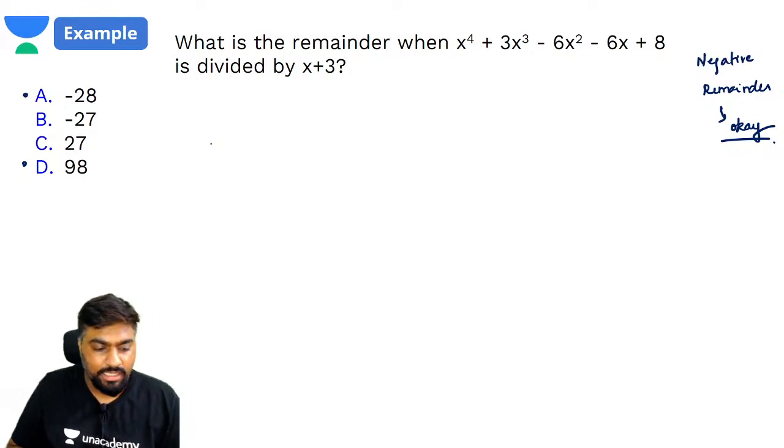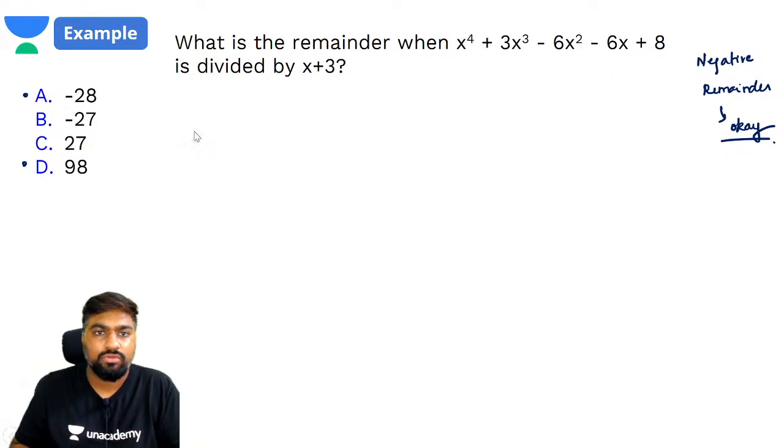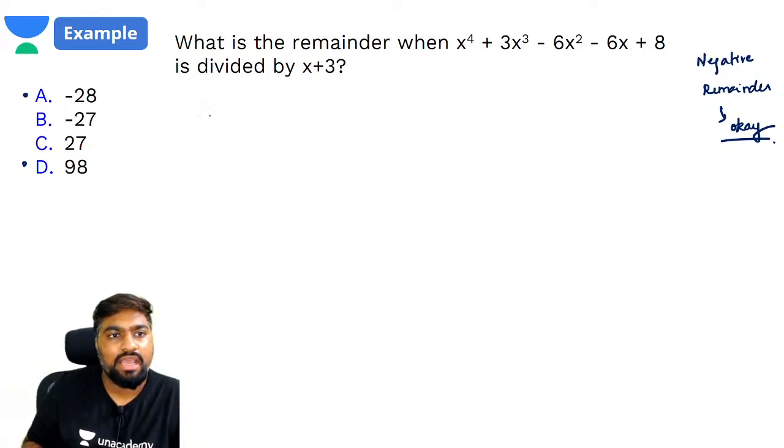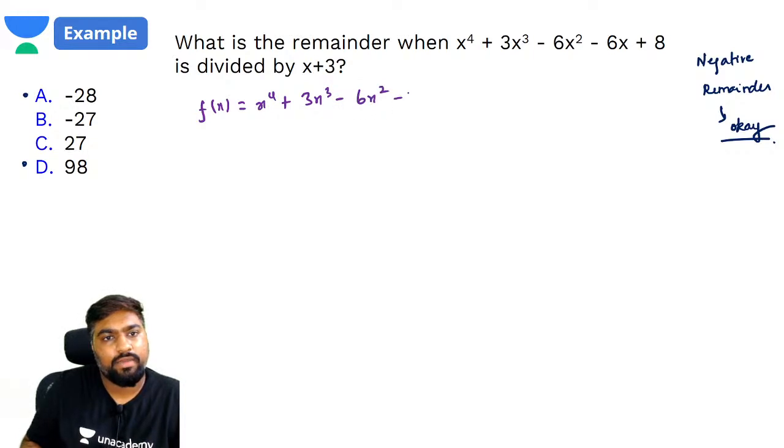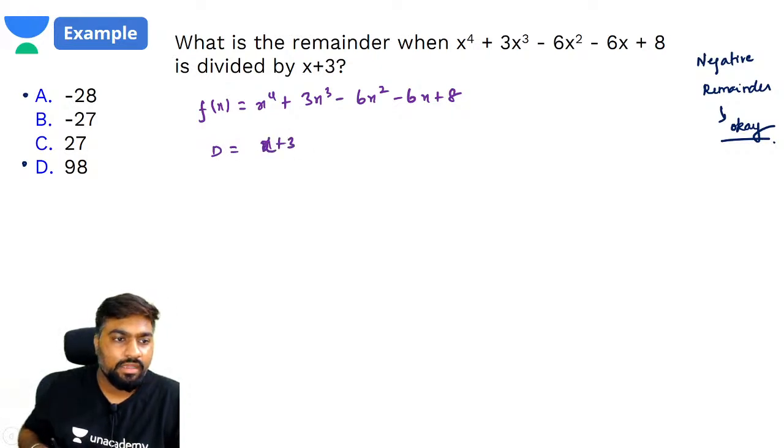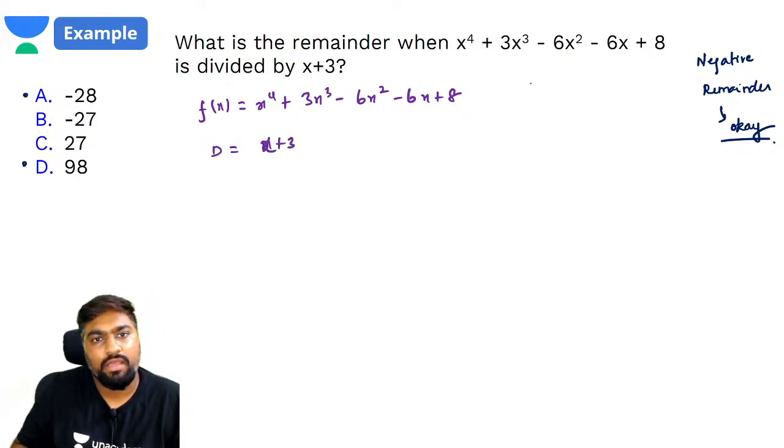Let's go, option D and option A, these are the two contenders, right. Our f of x is what? x⁴ plus 3x³ minus 6x² minus 6x plus 8. Our divisor given to us is x plus 3. Divisor must be of the form x minus a. So x minus a is x plus 3, or a is equal to -3.